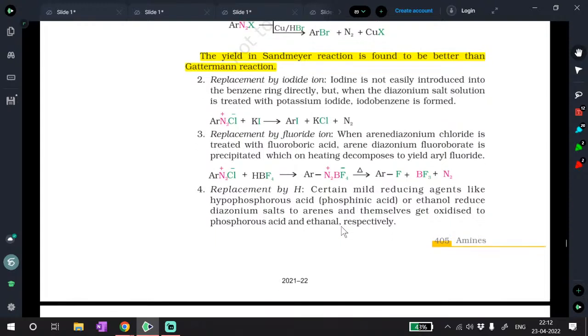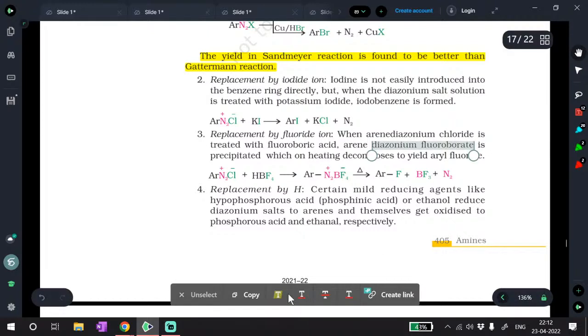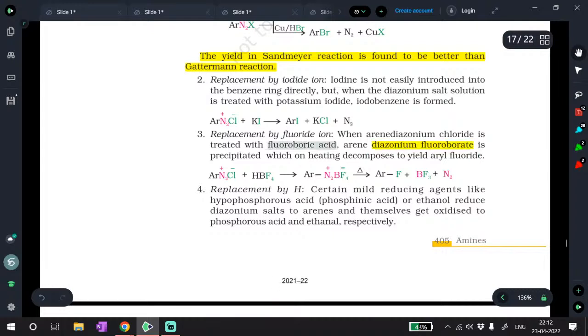Replace with fluoride ion. This is fluoroboric acid, and this is diazonium fluoroborate. So ArN2Cl, HBF4, ArN2BF4 minus, ArF, BF3, N2. BF3 is stable, right? So you get the stable product, ArF.